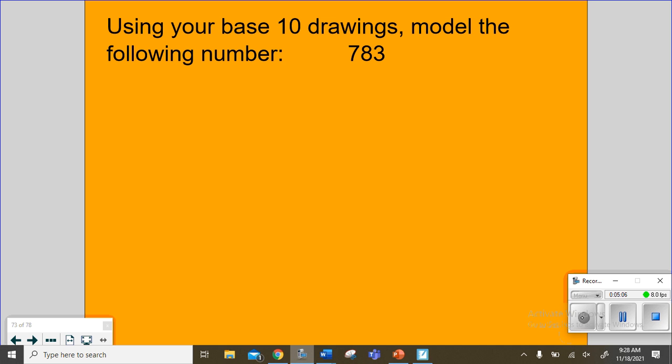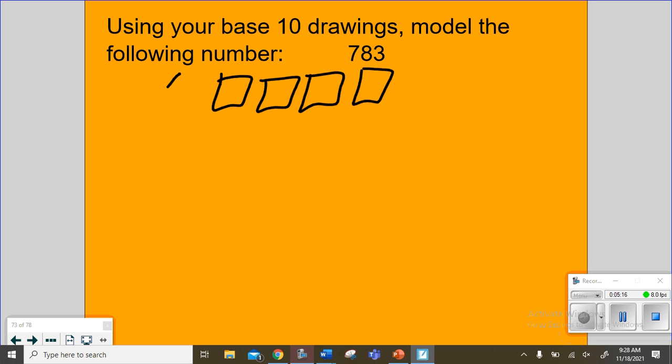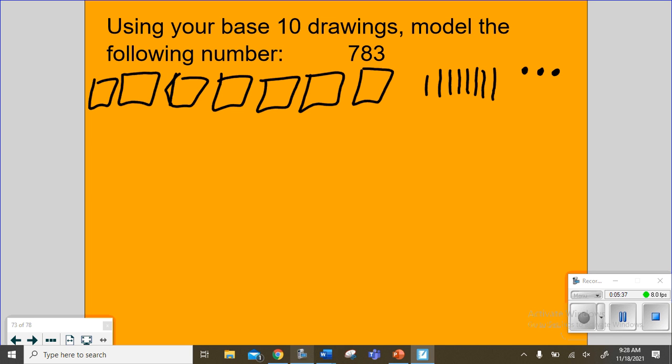All right, let's knock out some base 10 drawings. Go for it, Devin. 700s. 1, 2, 3, 4, 5, 6, 7. Awesome. Good. 8 tens. And 3 ones.